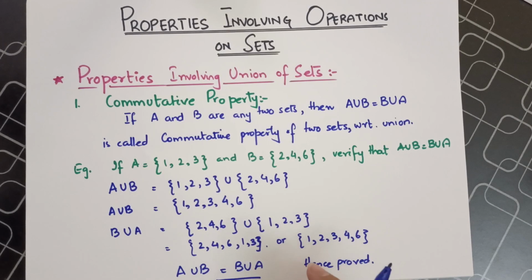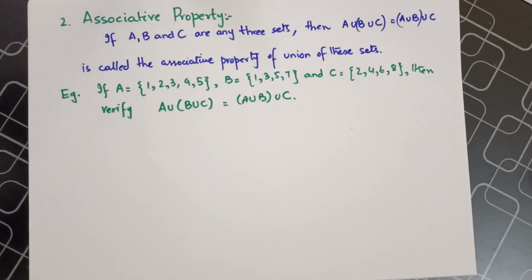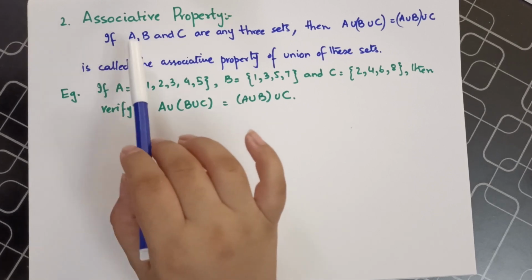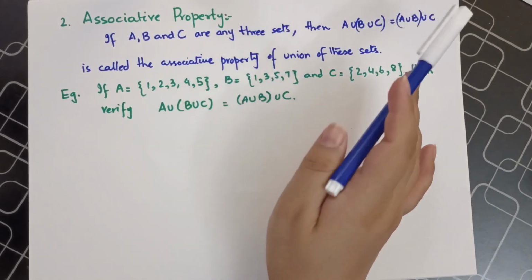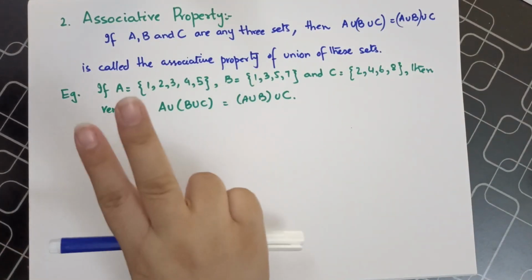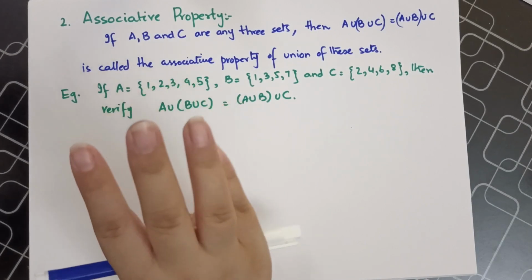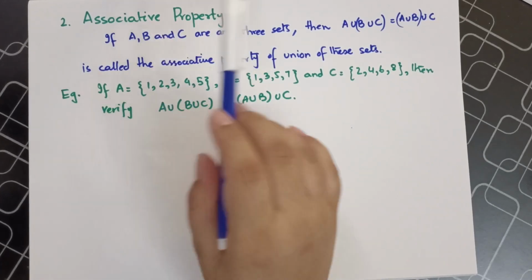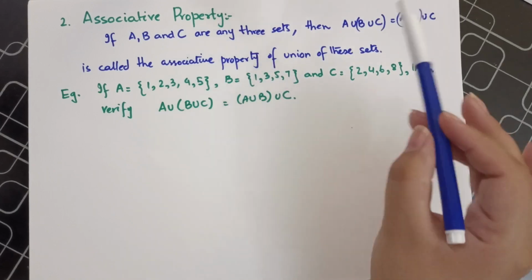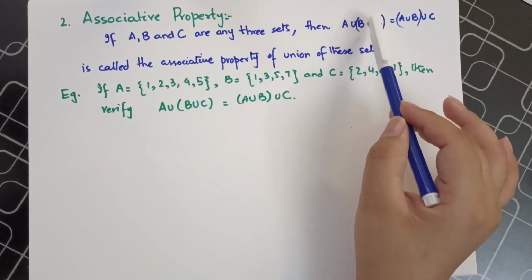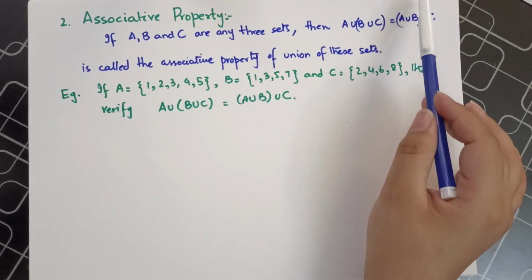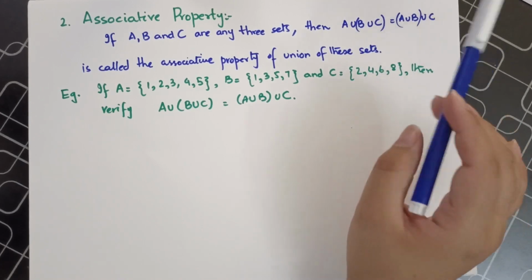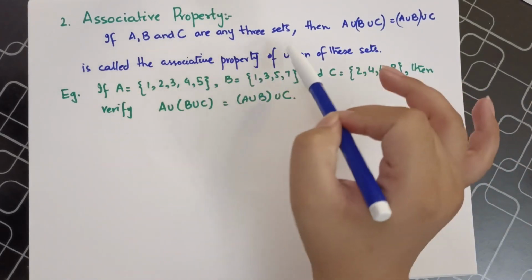Now let's move further to the next property, which is the associative property. Let's have a look at the associative property of union. Here, if A, B and C are any three sets. In the commutative property we were taking only two sets, but now we are talking about three sets. So the associative property is for when you have three sets. If A, B and C are any three sets, then A union (B union C) is equal to (A union B) union C. This is called the associative property of union of these sets.